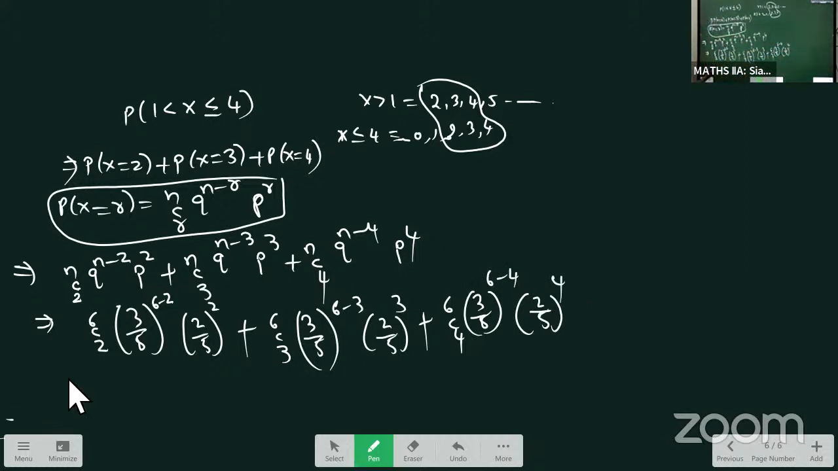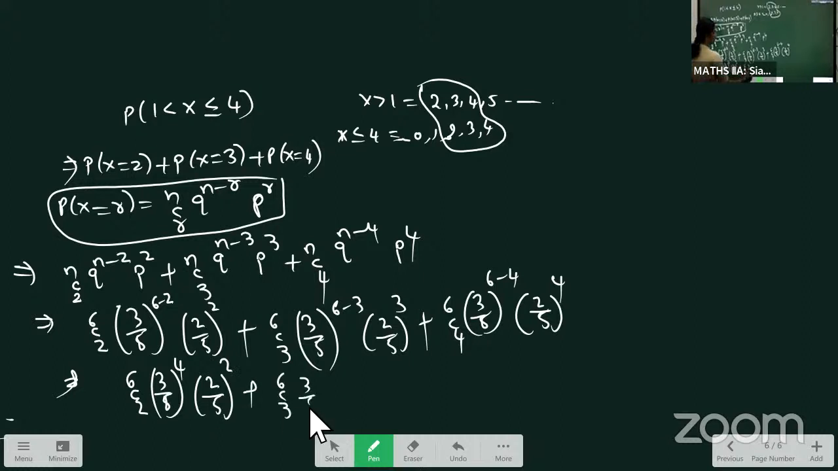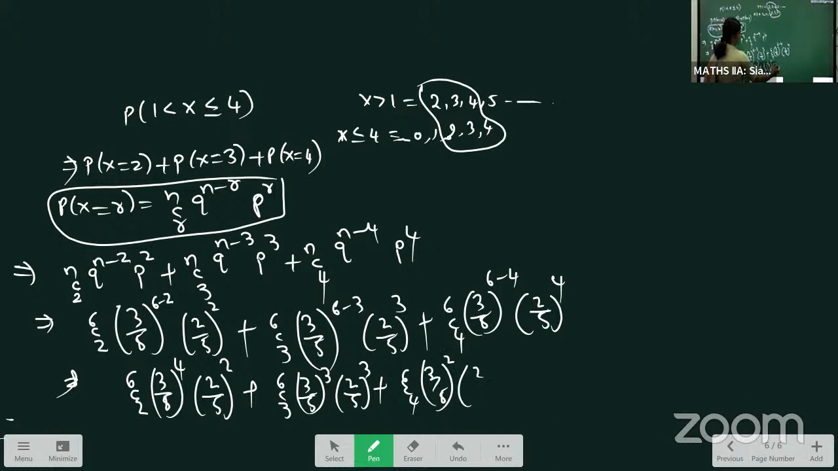Now simplify. 6C2 as it is, 3 by 5 to the power 6 minus 2. 6 minus 2 is 4. 2 by 5 to the power 2 plus 6C3 as it is, 3 by 5 to the power 6 minus 3 is 3, 2 by 5 to the power 3, plus 6C4 as it is, 3 by 5 to the power 6 minus 4 is 2, and 2 by 5 to the power 4. Now carefully you have to simplify.